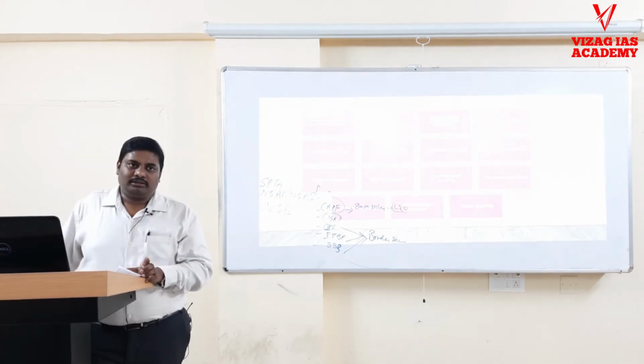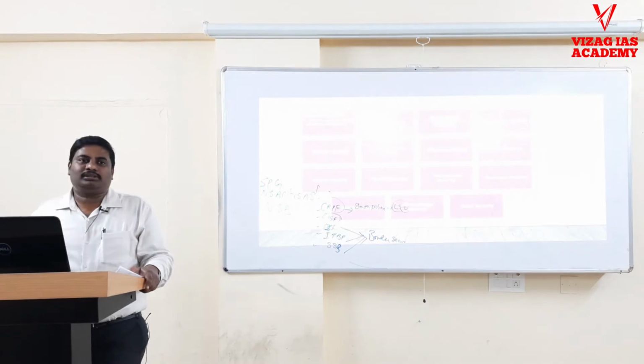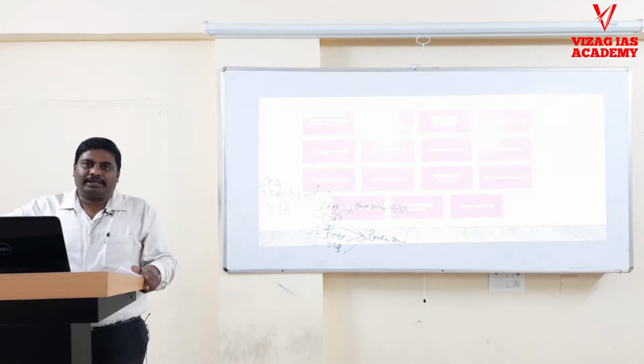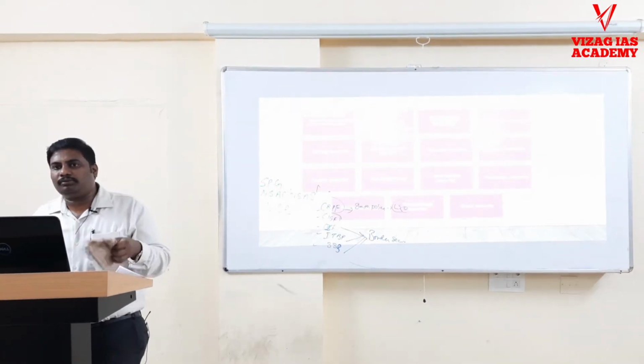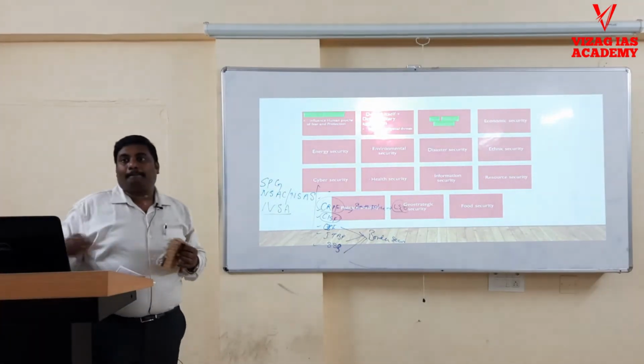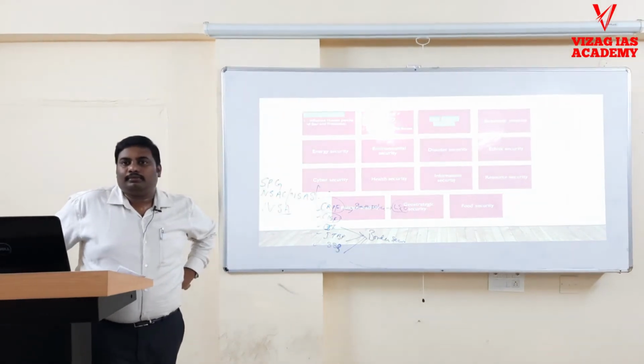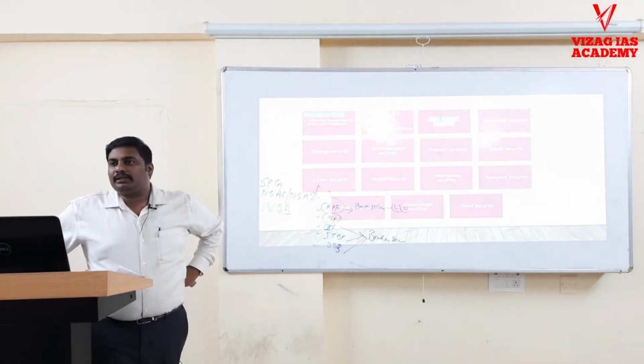Try to understand, this particular diagram is only illustrative in nature, but you can give as many examples as possible. Disaster security: what we are having since the last 2 years is nothing but being in the midst of a kind of biological disaster, that is in the form of COVID. Did COVID impact national security or not? In what way? How did COVID impact national security?